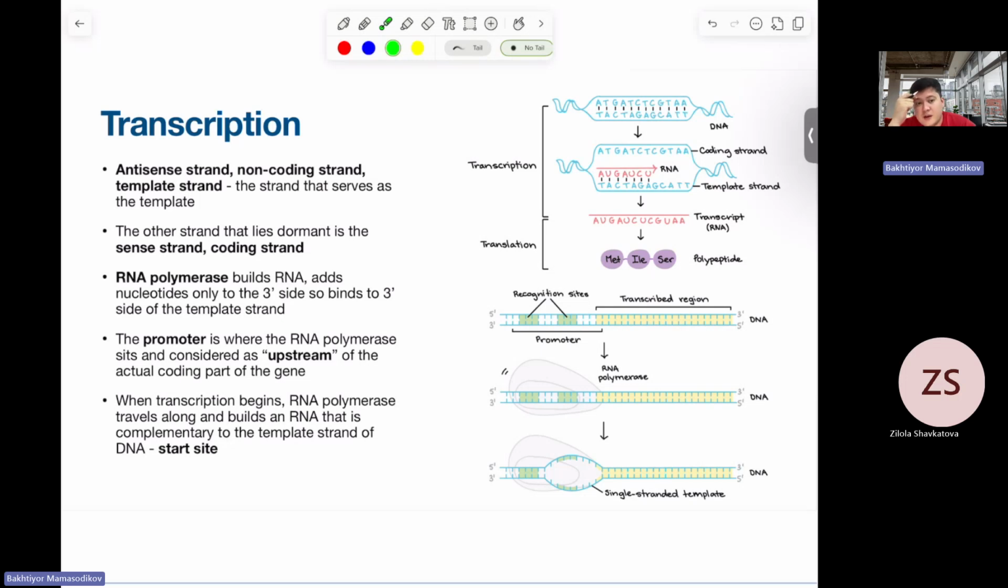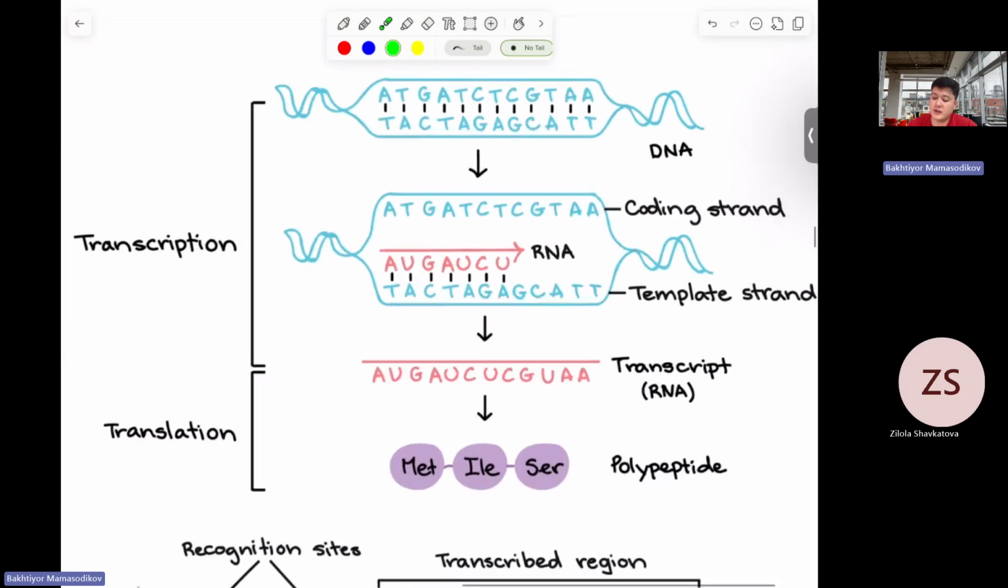So we have different strands. What's the difference between them? Let's learn the strands of the DNA. We have the template strand. You know what the template strand is? And this is the coding strand in the DNA.